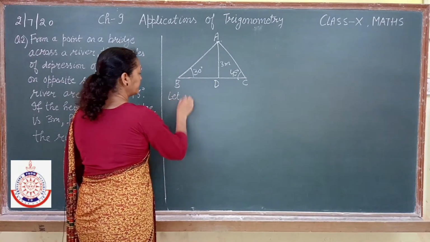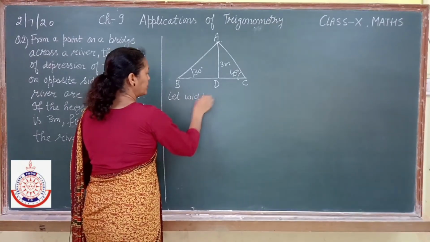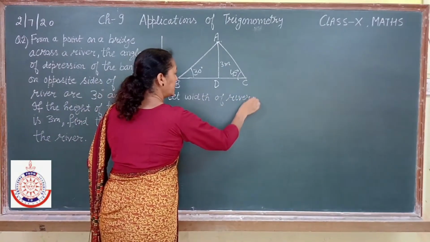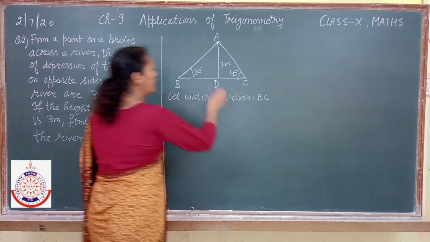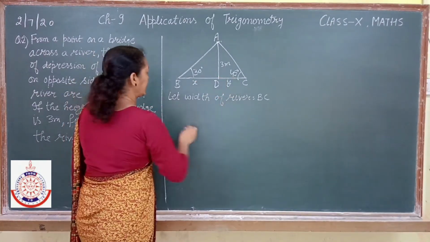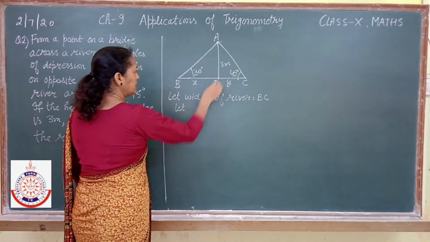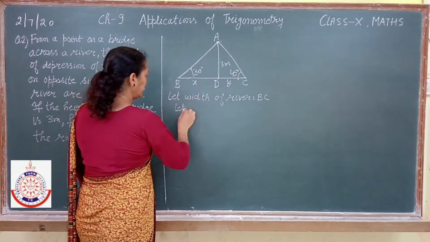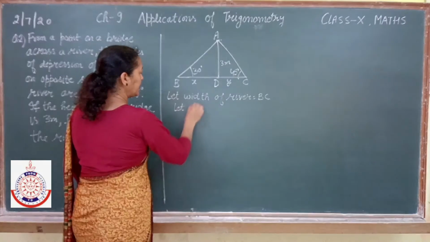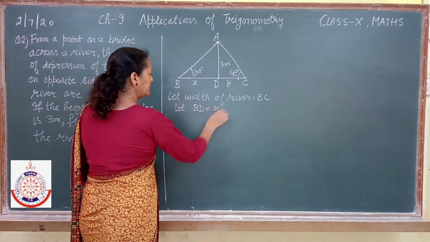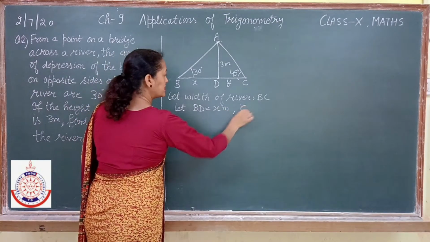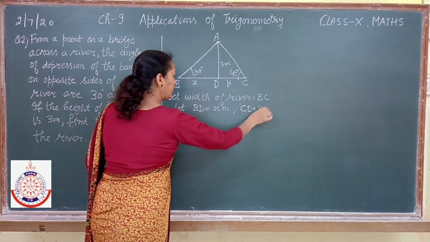Let width of river equals to BC. We can take BD as X and BC as Y. Let this D be a point we have taken in the river, somewhere in the river. Let BD equal X meter and this CD is Y meter.